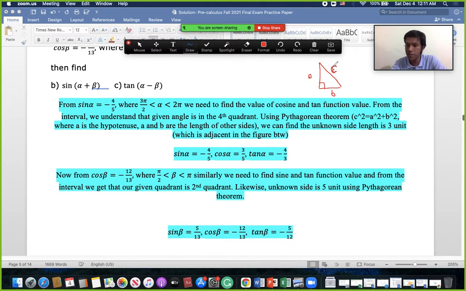So c is fixed. There is no question about this c. But a and b, their positions can interchange. b can go here, a can come here, and the answer will always remain the same. Let's write an arrow sign here: a and b can replace each other in the Pythagorean theorem. No problem, the answer is the same.